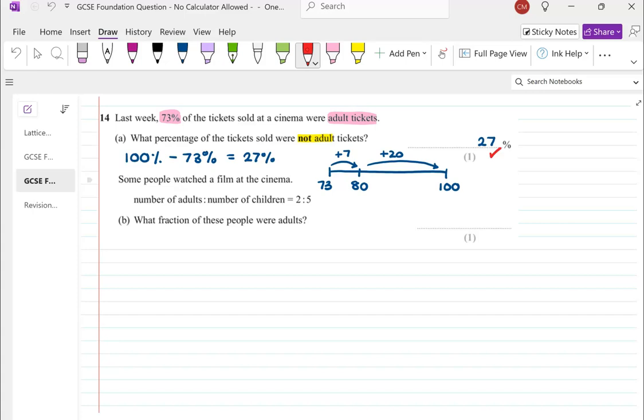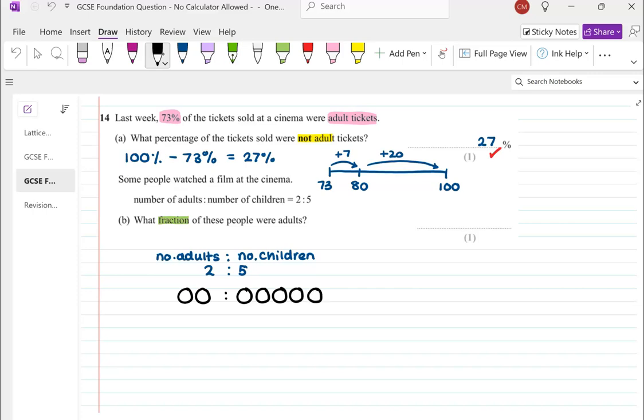Some people watched a film at the cinema and the number of adults to the number of children was 2 to 5. What fraction of the people were adults? So I guess in this part of the question, we've got to understand what a ratio means. Now, if you're not very good with ratios, I think there's a really nice, easy little visual that we could use that shows that for every 2 adults, there are 5 children. I like to kind of draw little circles. Sometimes I call these money bags if I'm working with a question that's on money.